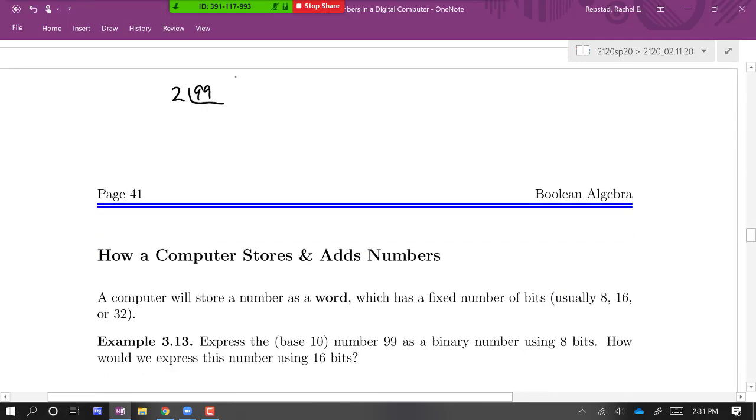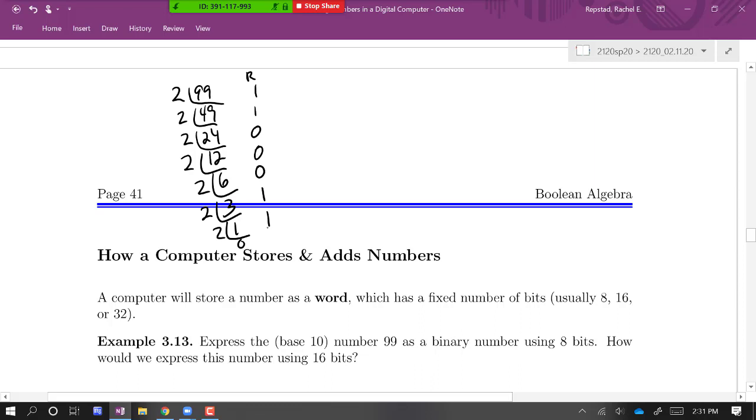Divide by 2, list the remainder. 49 with a remainder of 1, right? Divide by 2, we get 24 with a remainder of 1. Divide by 2, we get 12 with a remainder of 0. Divide by 2, we get 6 with a remainder of 0. Divide by 2, we get 3 with a remainder of 0. Divide by 2, we get 1 with a remainder of 1. Divide by 2, we get 0 with a remainder of 1.